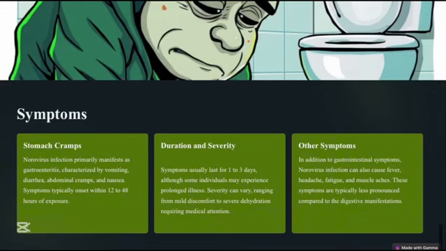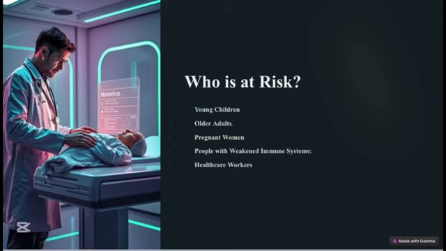Recognizing the signs. Vomiting: sudden and frequent vomiting is a common symptom. Diarrhea: watery and frequent diarrhea often follows vomiting. Stomach cramps: pain and discomfort in the stomach. Fever: mild fever or chills can occur. Headache: many people experience headaches along with other symptoms. Fatigue: feeling tired and weak is common, sometimes making it hard to get out of bed.